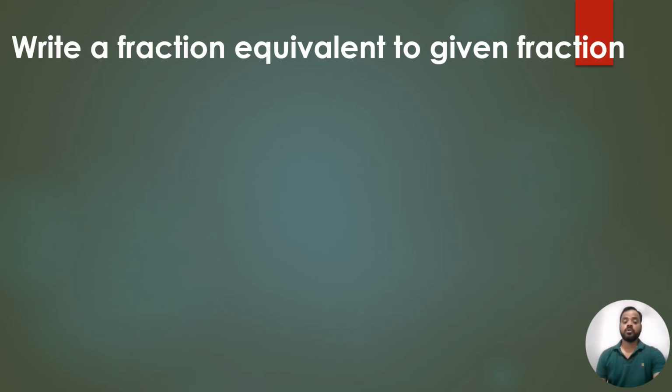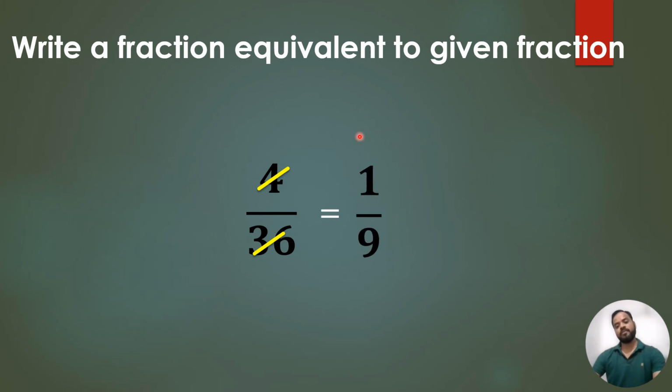Now we have to write a fraction equivalent to the given fraction. So we have to write a fraction equivalent to the given fraction 4 by 36. So we can either multiply the same number in both 4 and 36, or we can cut it also. So 4 ones are 4, 4 nines are 36. So the equivalent fraction is 1 by 9.